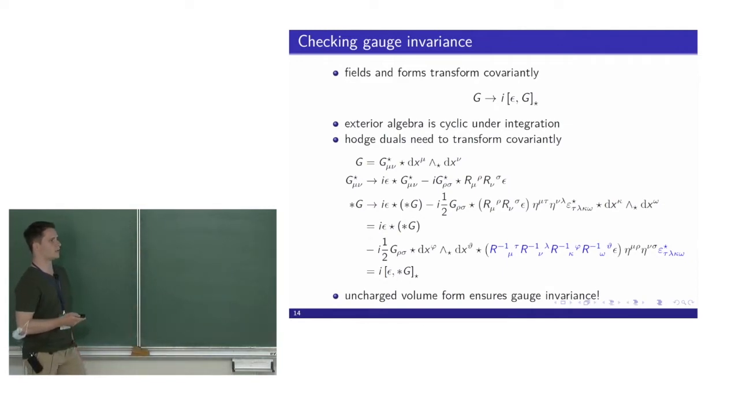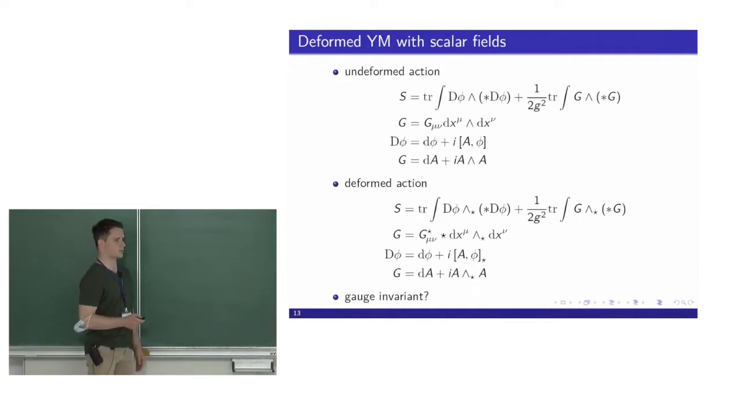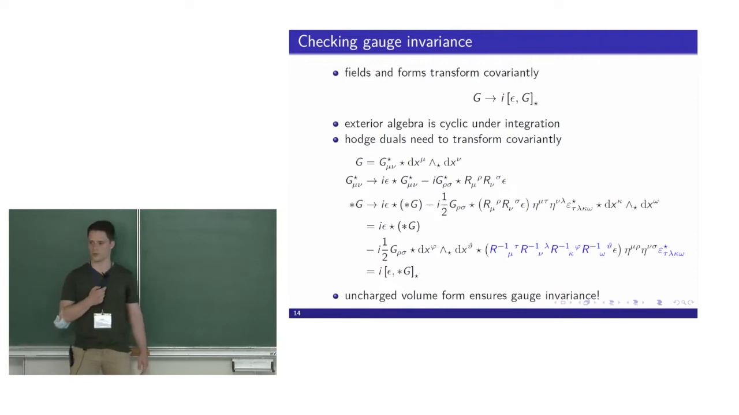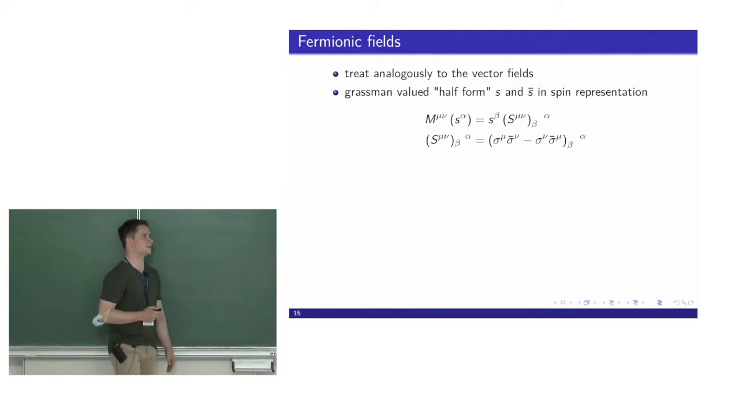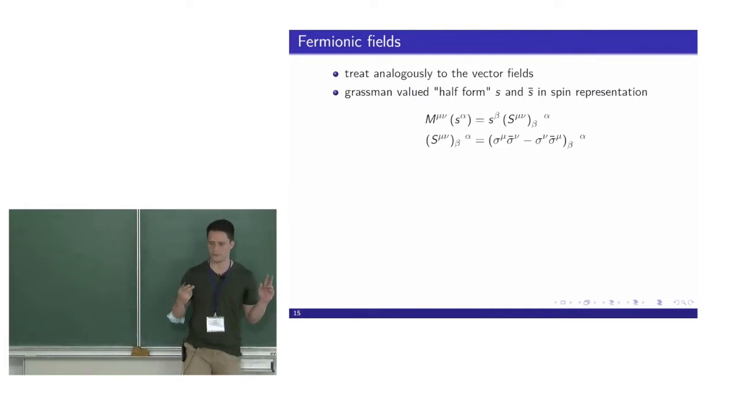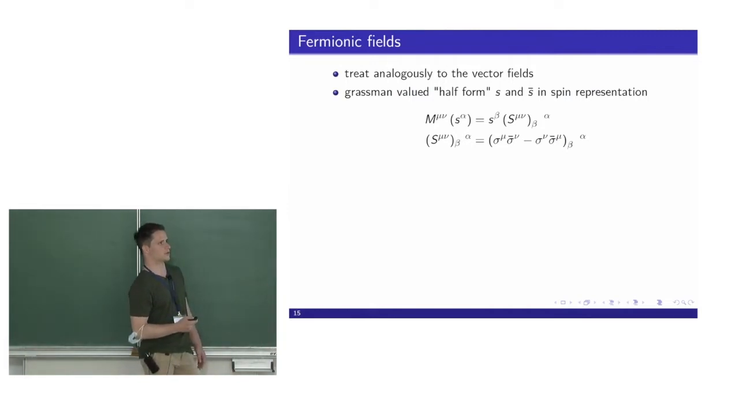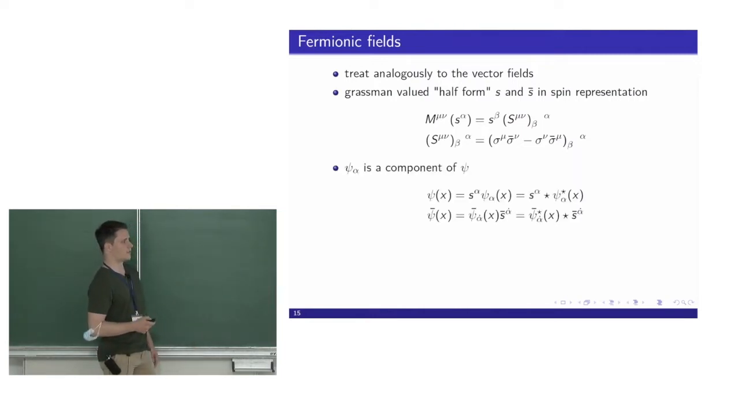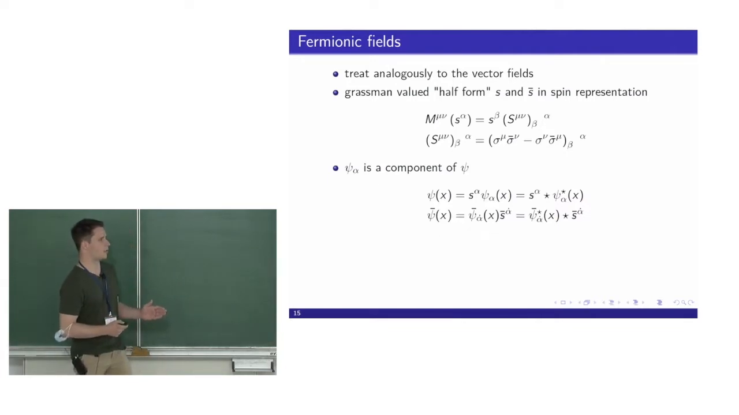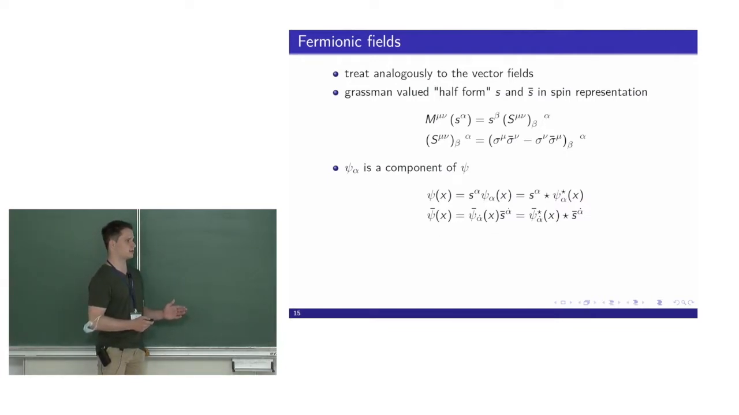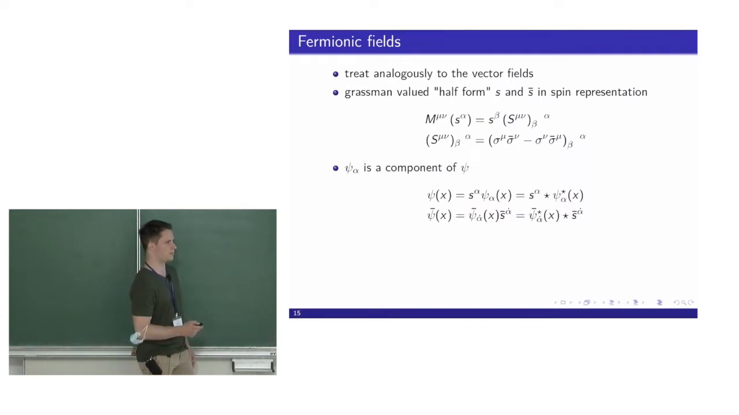In n equals 4, I mean this is just a bosonic theory. In n equals 4, we also have adjoint fermions. And with those, we can proceed analogously to the vector fields. So we introduce some Grassmann-valued, some kind of half forms, these S and S bar, that transform under the spin representation, like this. And with these, we treat these psi alpha, the usual fermionic fields of n equals 4, as components of these objects psi, and simultaneously for these psi bars here.